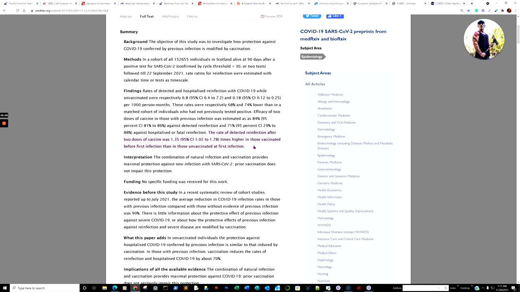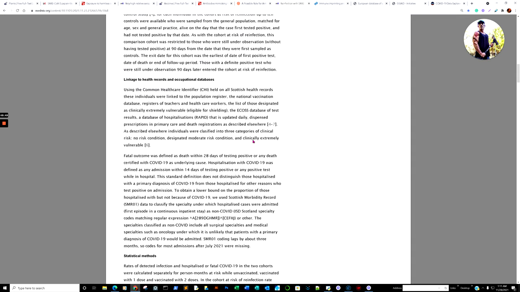So what ends up happening is the individual was vaccinated twice, and then they got sick through a breakthrough case, and then they got reinfected again. The individual that was not vaccinated and actually caught whatever, SARS or COVID, then gets vaccinated afterwards. The immune response is superior to the individual that was vaccinated and then reinfected, is what they're implying. The rate of detected reinfection after two doses of vaccine was 1.35 on average, times higher in those vaccinated before first infection and those unvaccinated at first infection.